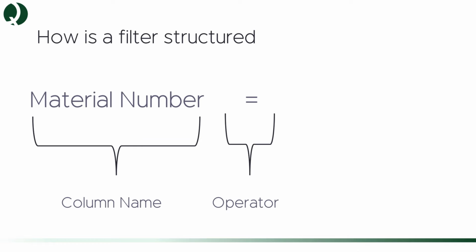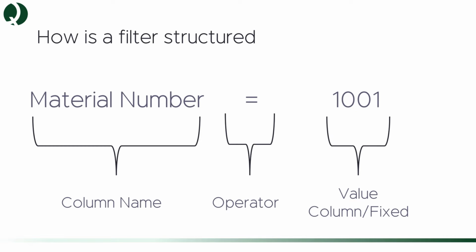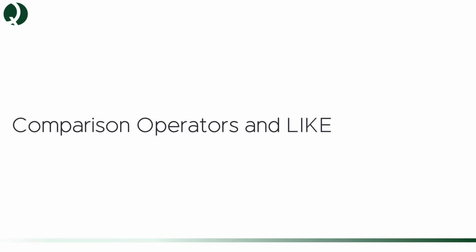The last step is to determine a value that will be used for the filter. All values from your selected column will be combined with the operator and compared to the value you add. This can be a fixed value or values from an already existing column. In our example, we are creating a subset of all materials. We are interested in the material with the number 1001. This learning video will focus to demonstrate some of the available operators. We start with some comparison operators and the operator like.